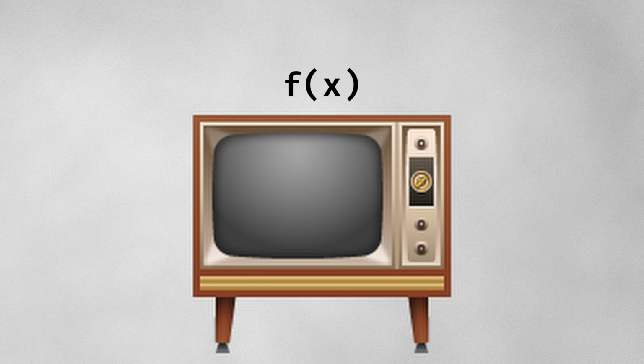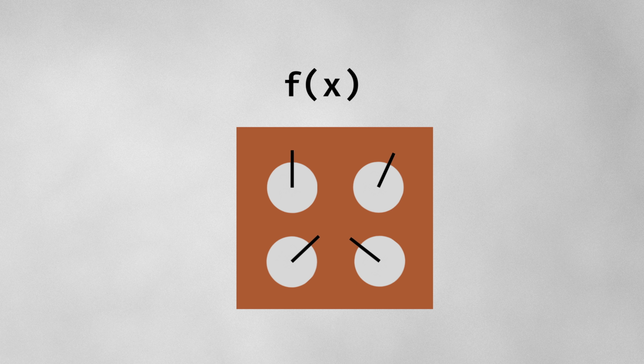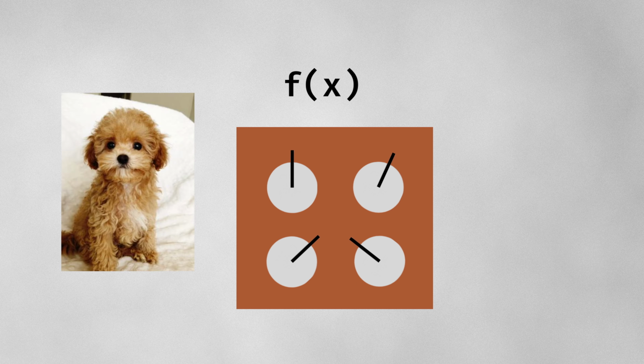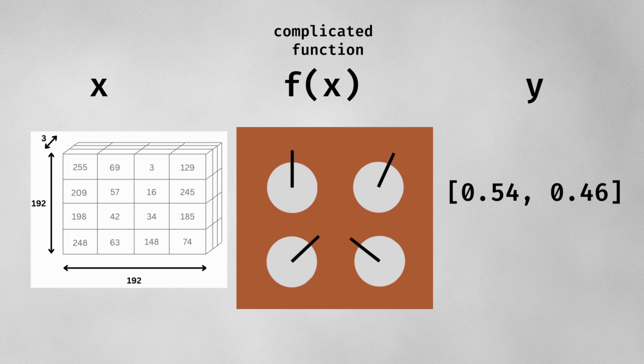Think of it like a box with a bunch of knobs on it. We can see what happens when we pass it an image. The input is a 3-dimensional tensor. This just means it's 192 by 192 pixels, and there are 3 channels for red, green, and blue. The output is 2 values, the probability that it's a dog and the probability that it isn't. We want to learn some complicated function that maps from these inputs to these outputs.